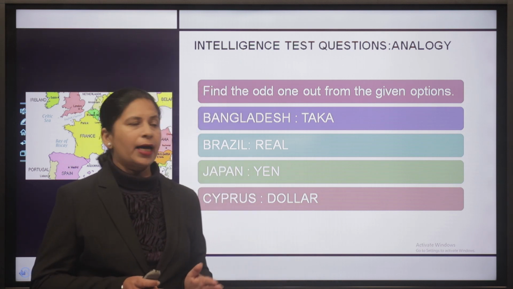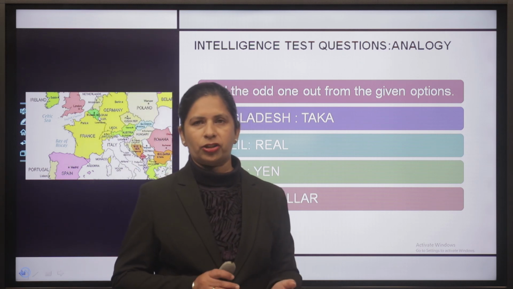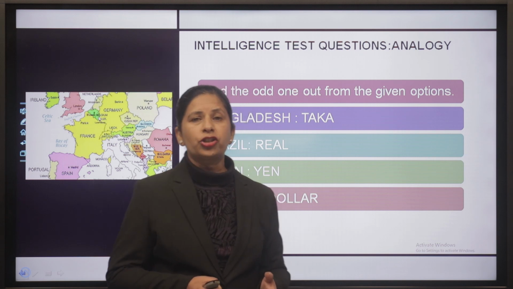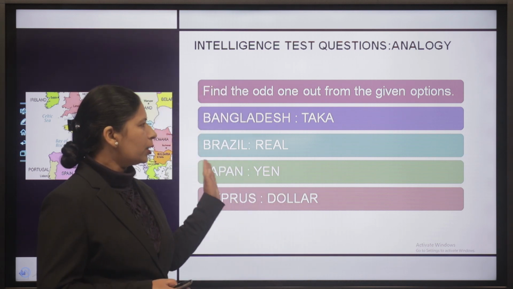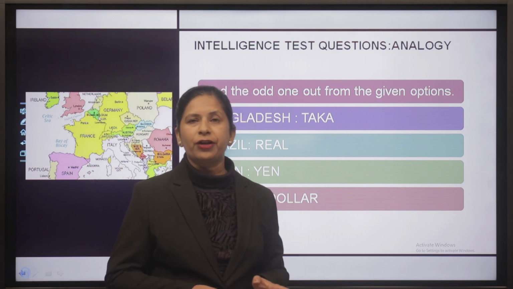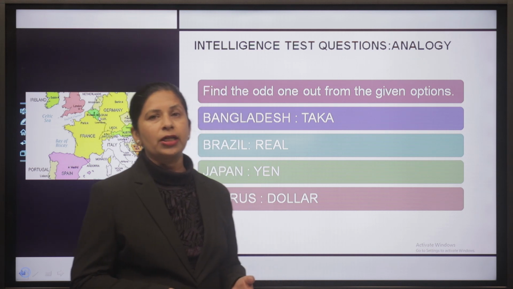But we have to find that in one particular option, they have given us a mismatch. They have given us a wrong option. So we have to find out which country is having a particular currency that they have mentioned that is correct, and which one will be different from the others. If you know the answer, then you can type it in the comment section as well.